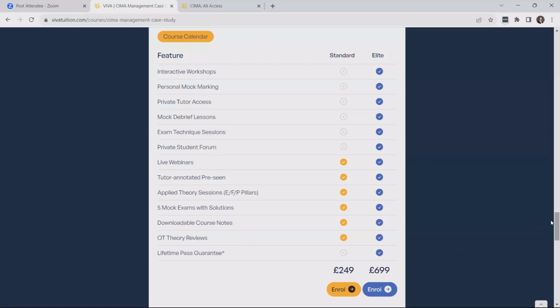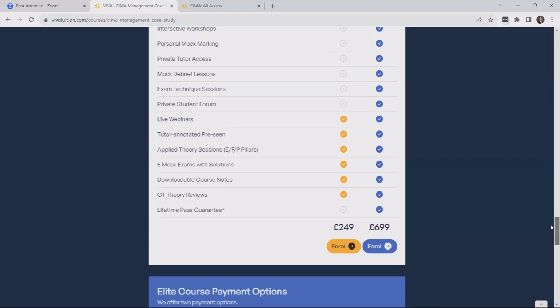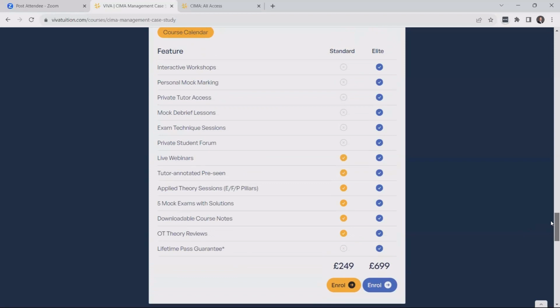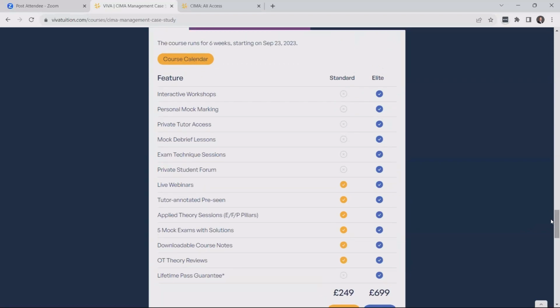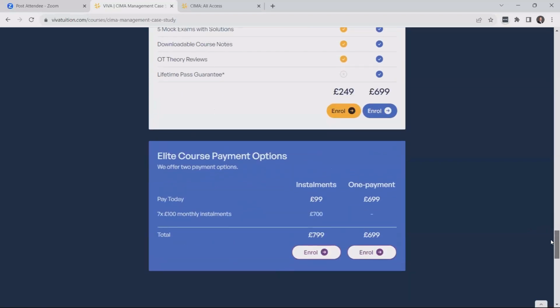You also have a pass guarantee, which means that if you fail your exam in November using the elite course, then you'll be able to repeat at no extra cost for the next window, and so on until you pass your exam.